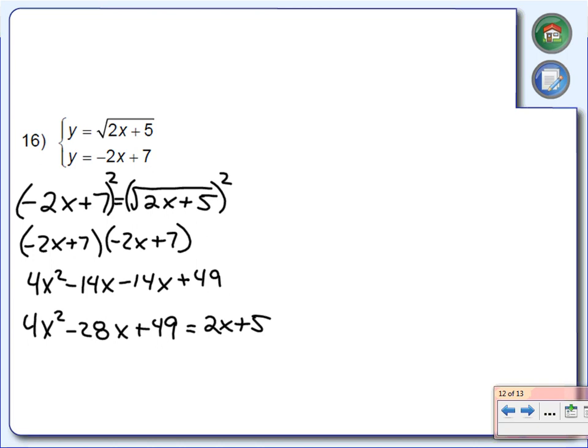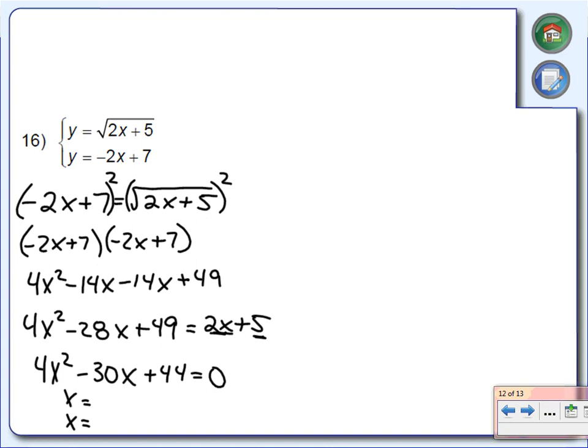As you can see, it is a quadratic. What we need to do is get it equal to 0 so that we can graph this thing and see what we get. So I'm going to move this 2x over to the other side by subtracting. I'm going to take negative 28x minus 2x, and that's going to give me a negative 30x. I'm also going to subtract the 5 from the 49. So 49 minus 5 would give us a 44. So now I've got the quadratic. It's equal to 0. Now I need to figure out what are my x's.